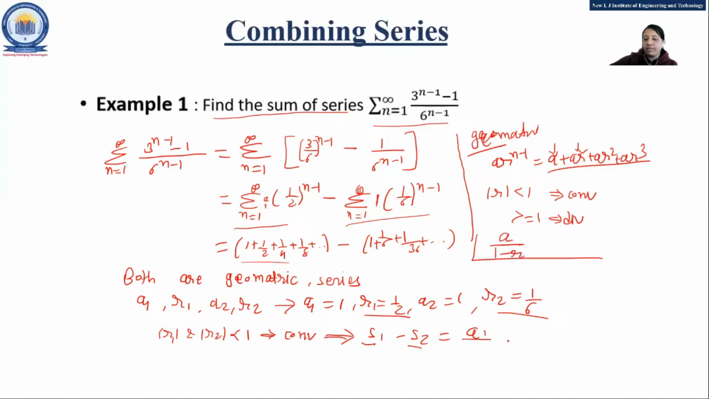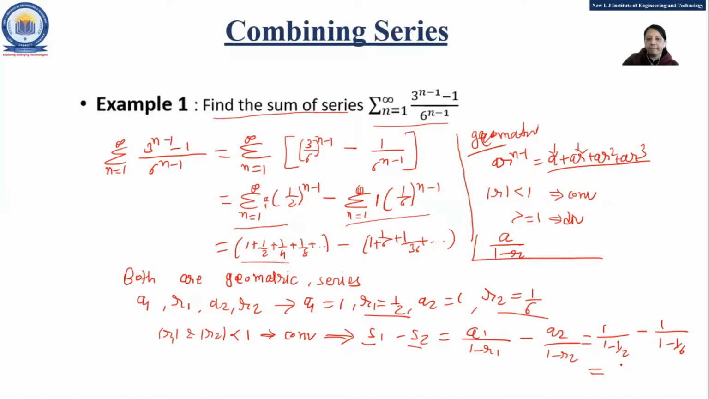So I'll write A1 upon 1 minus R1 for the first series, minus A2 upon 1 minus R2. So this is 1 upon 1 minus R1, where R1 is 1 by 2, minus A2, that is 1 again upon 1 minus R2, so that is 1 by 6. Now what is the answer for this? Just simplify this and write down the answer into the chat box.